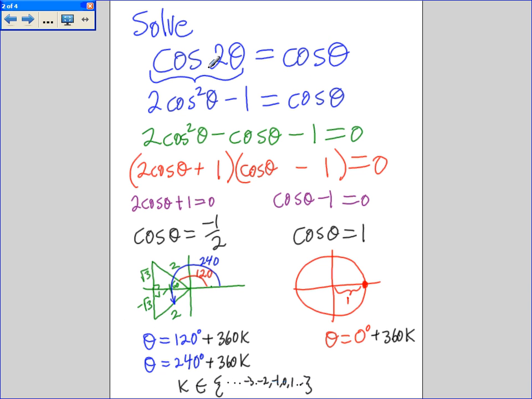All right, so solving this problem, we substituted in using the identity, we factored, split it using the zero product property, and used the knowledge that we've gained throughout the course to get our answers of 120, 240, and 0.